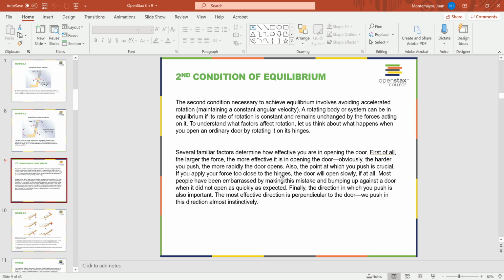First of all, the larger the force, the more effective it is at opening the door, obviously. The harder you push, the more rapidly the door opens. Also, the point at which you push is crucial. If you apply the force too close to the hinges, the door will open slowly, if at all. Most people have been embarrassed by making this mistake and bumping up against the door when it did not open as quickly as expected. Finally, the direction in which you push is also important. The most effective direction is perpendicular to the door. We push in this direction almost instinctively.